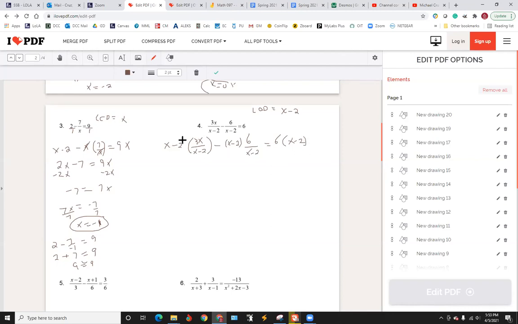So these are going to be gone, because that's x minus 2 over 1. These are going to be gone. Same thing. So this is just going to be 3x minus 6 is equal to 6x minus 12.